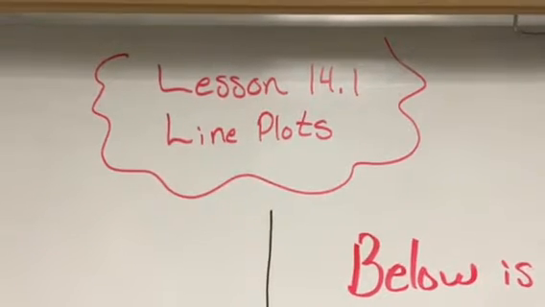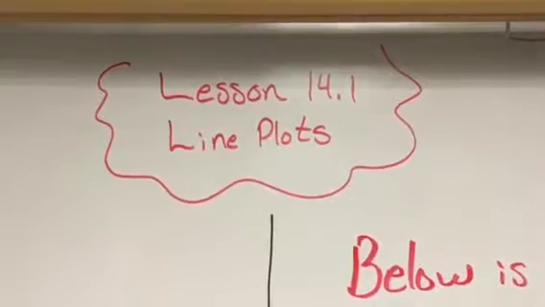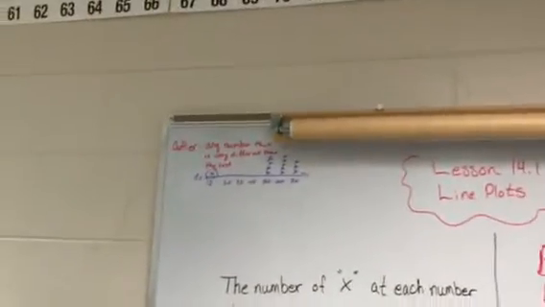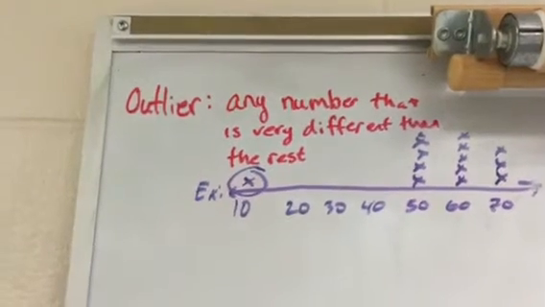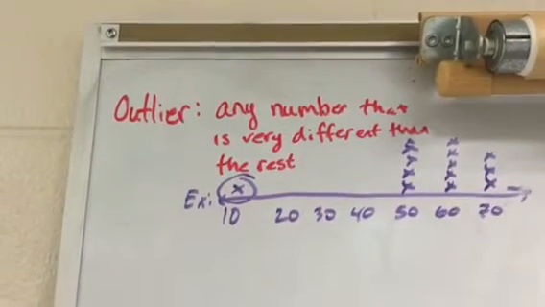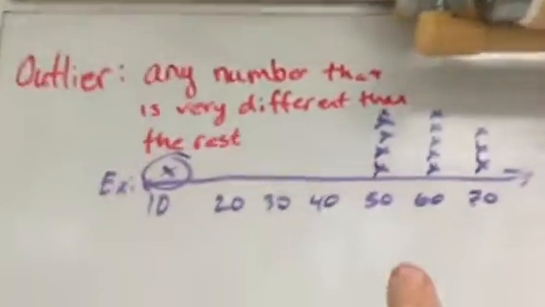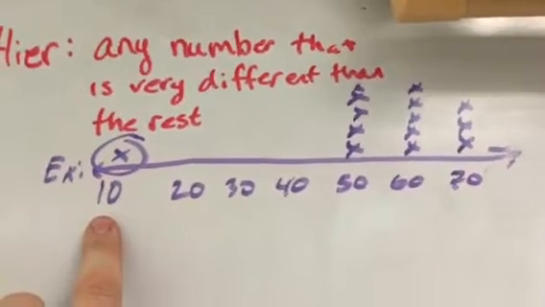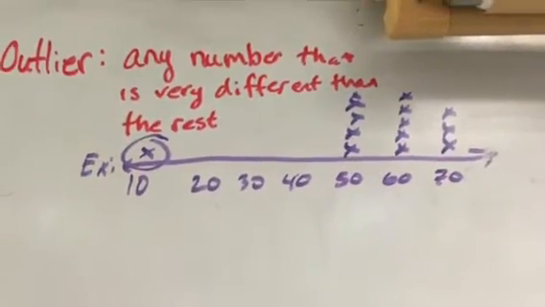Lesson 14.1, line plots. Before we begin, I want to talk about some vocabulary. The word is outlier. I drew it way up in the corner just to show you a little bit of an effect. This might help you explain what it is. An outlier is any number that is very different than the rest. You can see in the chart, most of my chart is 50, 60, or 70. There's one way over here at 10. The number 10 would be an outlier.